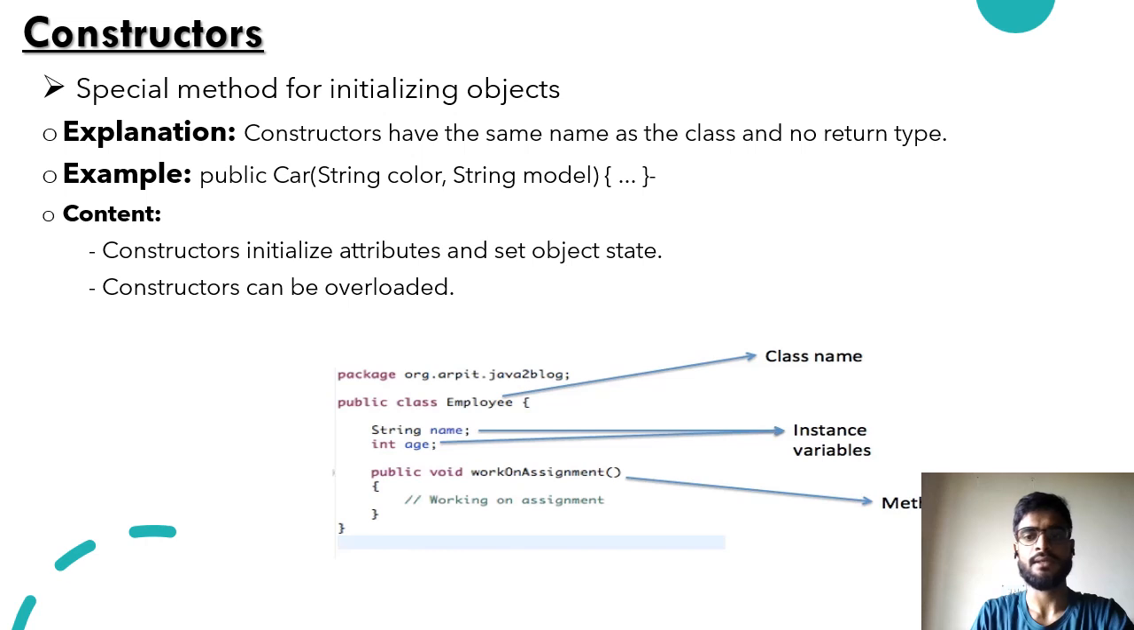Now, in this slide, we will see what constructors in Java are. Basically, these are special methods used for initializing objects. Constructors have the same name as the class name, and there is no return type. Example: you can see public Car(String color, String model){ }. A constructor initializes attributes and sets the object state. Constructors can be overloaded.